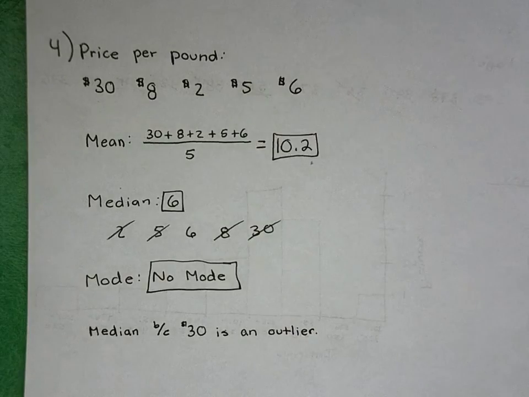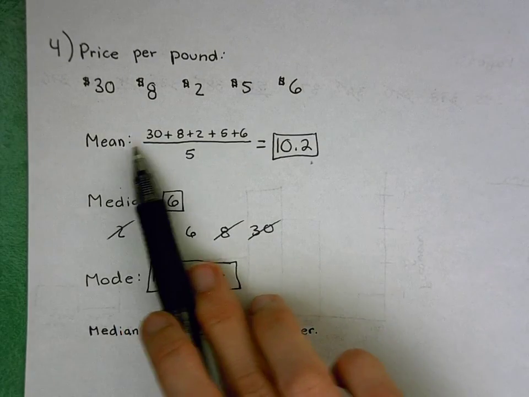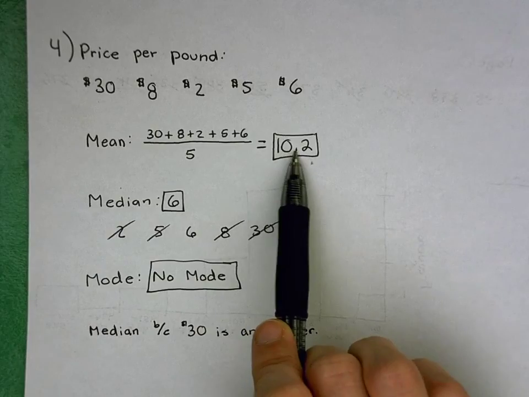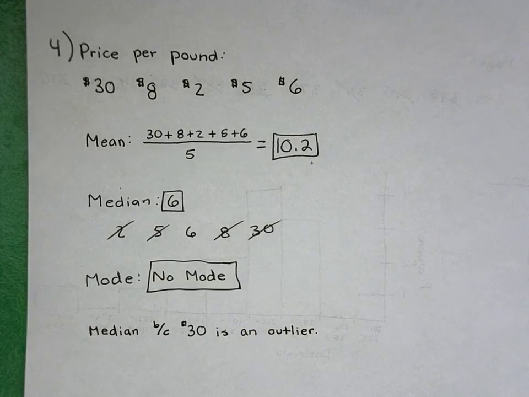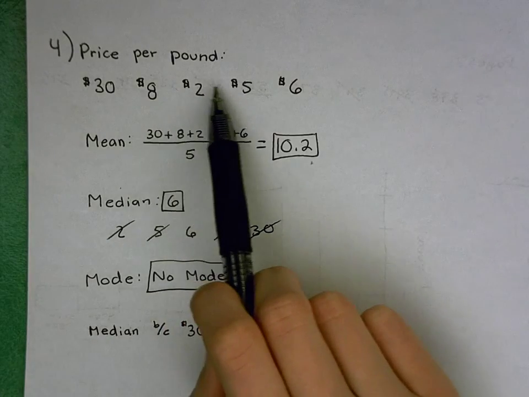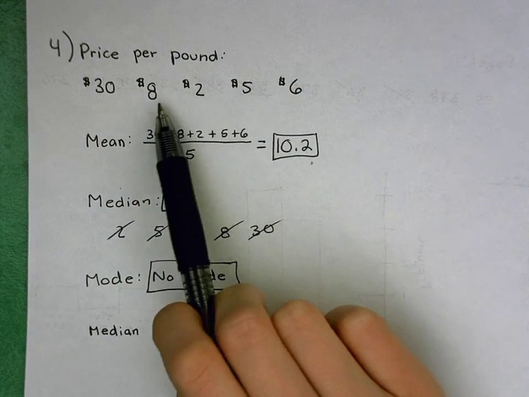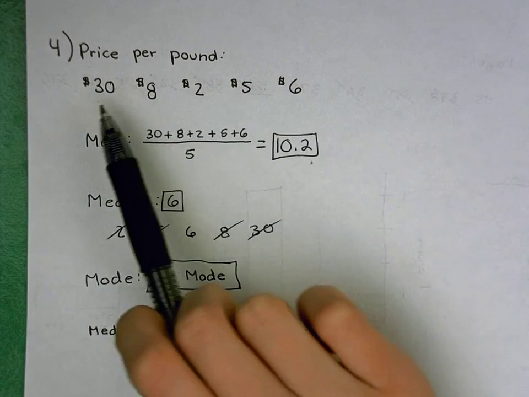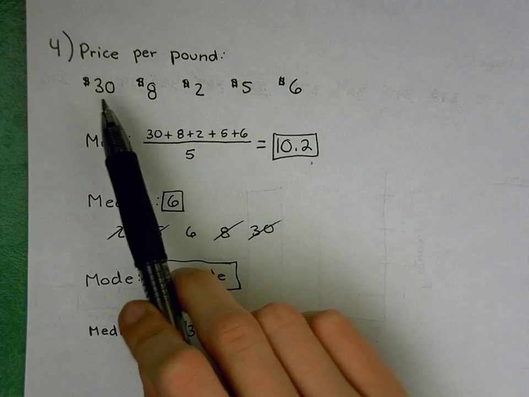As opposed to our mean, which technically is our average, but look at what our mean is. Our mean is 10.2. Right now our mean is saying that the average price per pound is $10.2. Well, 4 of these values are less than that, right? The only one that's more than that value is this $30. 10.2 is not really a good representation of our total data, right? It's higher than most of it because this $30 is an outlier.